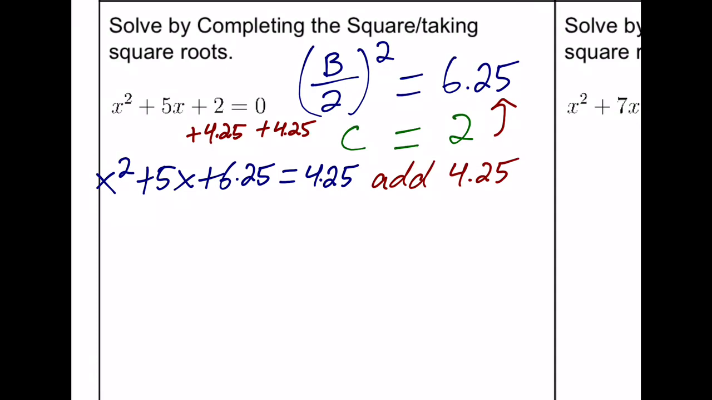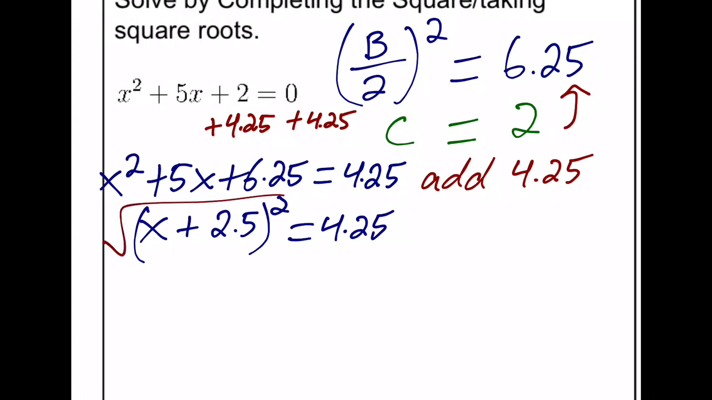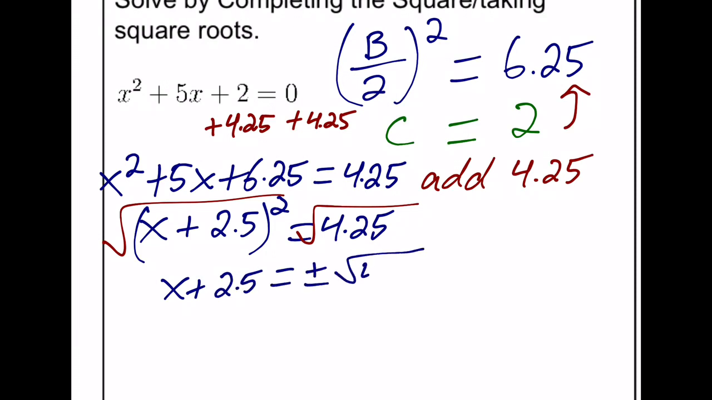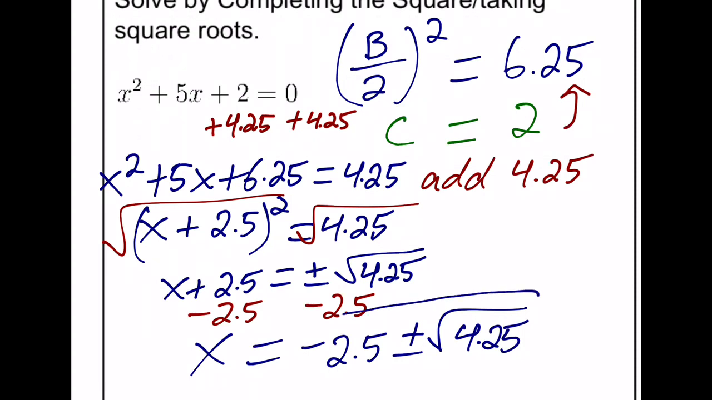Because this is a perfect square trinomial on the left, I can reduce it to x plus 2.5 squared is equal to 4.25. If I take the square root of both sides, I'm left with x plus 2.5 is equal to plus or minus the square root of 4.25. The final step is to subtract 2.5 from both sides, and I get x is equal to negative 2.5 plus or minus the square root of 4.25.